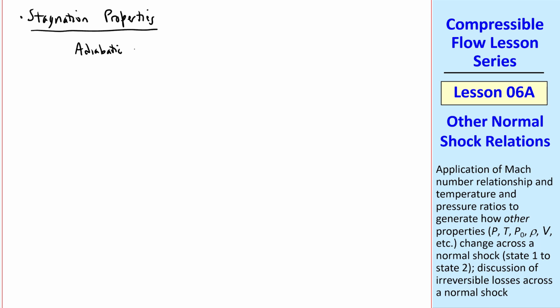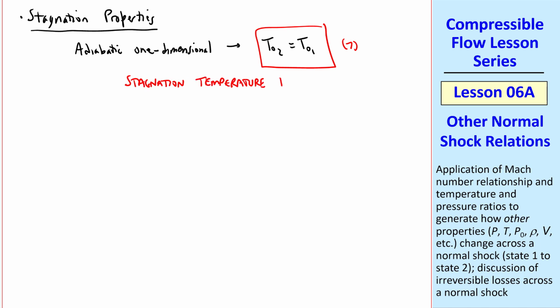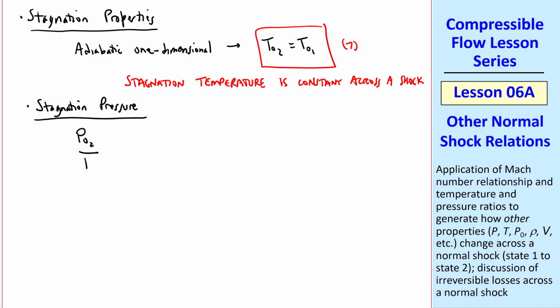Recall that the flow across a shock is approximated as adiabatic and one-dimensional, and we know that T02 is equal to T01. That's our energy equation, and I'll call that equation 7. So we already know that stagnation temperature is constant across a shock. What about stagnation pressure? Well, again, as I've said many times, you think about this in terms of ratios. So P02 over P01 is P02 over P2, times P2 over P1, times P1 over P01.